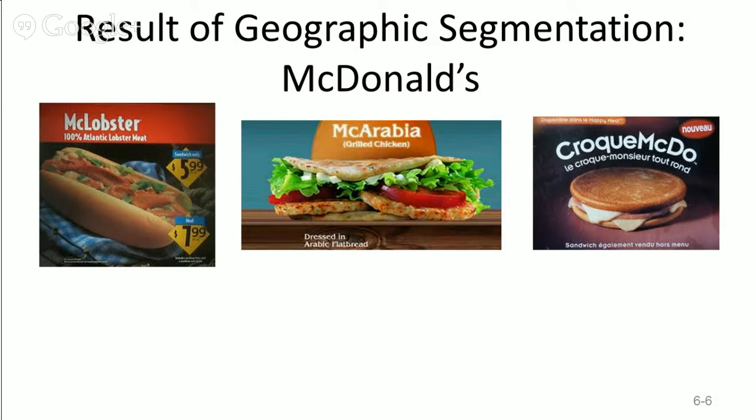You've got the McArabia. It's a Middle Eastern styled sandwich sold at McDonald's over there. And again, it's completely based on the preferences of that particular region. And the last one is a ham and cheese sandwich that is sold in France. Okay, so you wouldn't know where to sell these particular products if you hadn't first done geographic segmentation and some targeting based on that.